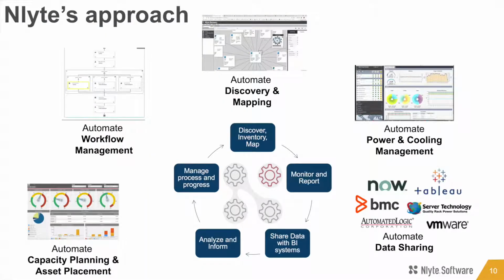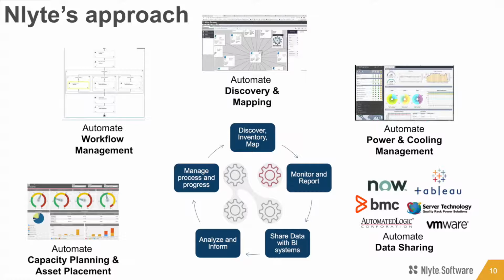So Nlyte's approach really falls into these 5 main buckets. First, Nlyte's DCIM solution helps automate capacity planning and asset placement by providing greater insight into what resources and space are available and helping people make decisions faster and more accurately as to where to place, where to make changes, to add or remove assets specifically. So by allowing the system to help you with that process, you can be more efficient and automate this process rather than have to manually figure it out yourself.